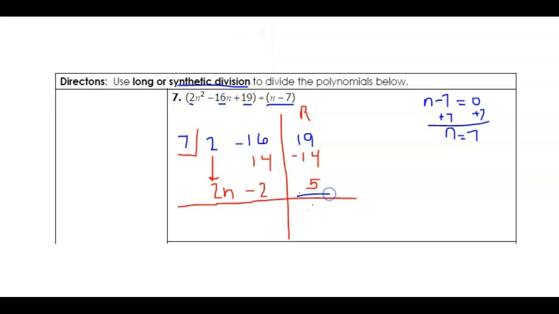So here is my result, and I'll just write it out again so you guys can see how to write this. But my result is 2n minus 2 plus 5 over n minus 7. That is my solution. Let's go to the next problem.